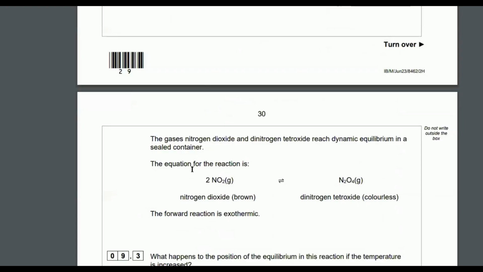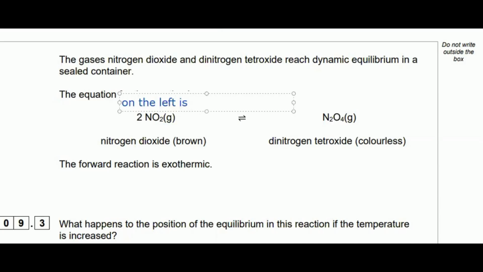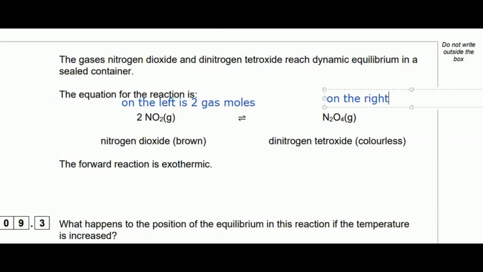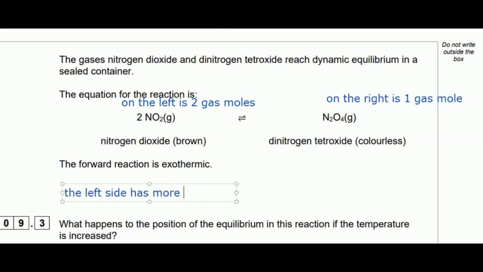Well, let's check out this equation. We need to zoom in here. So on the left-hand side, we have 2 gas moles or molecules. How do I know that? There's a big fat 2 in front of the NO2. On the right, there's only 1 gas molecule. Although it has a 2 and a 4 in the equation, there's no big number in front of it, no coefficient. So we've only got 1. So we've got more gas on the left, less on the right. The left side has more gas. So this is the high pressure side.